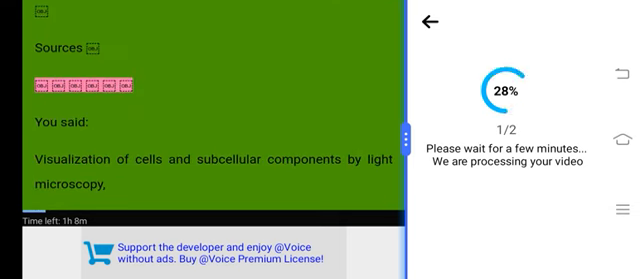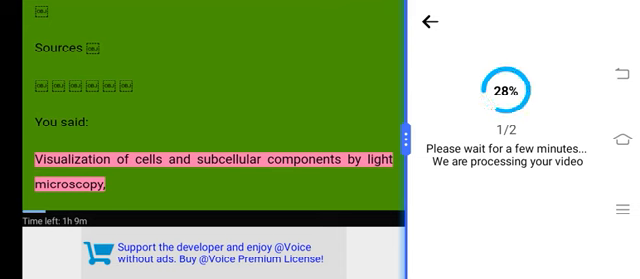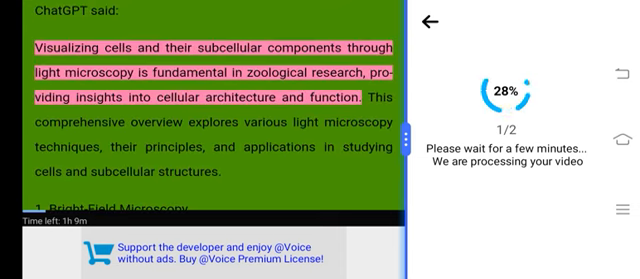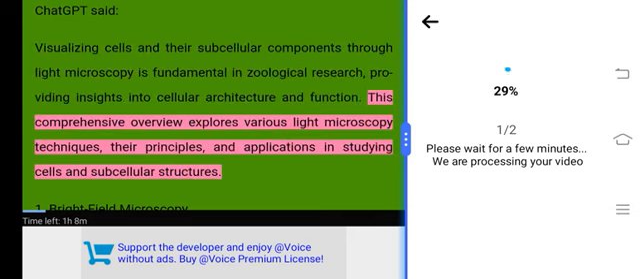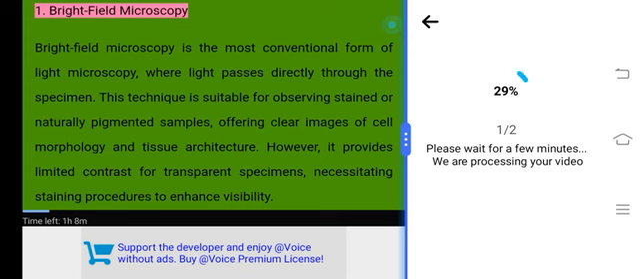Sources. You said: Visualization of cells and subcellular components by light microscopy. ChatGPT said: Visualizing cells and their subcellular components through light microscopy is fundamental in zoological research, providing insights into cellular architecture and function. This comprehensive overview explores various light microscopy techniques, their principles, and applications in studying cells and subcellular structures. 1. Bright field microscopy.